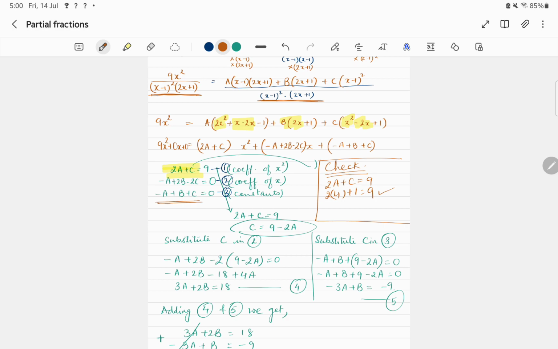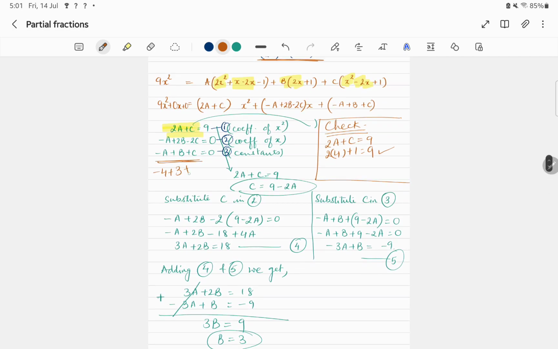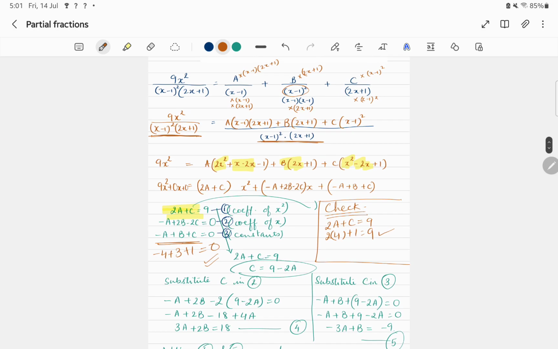You can check one of the others as well if you want. Minus 4 plus b, which is 3, plus c, which is 1, is equal to 0, and yes, it is equal to 0. So that is a way of checking your answer. If you want, you can put the values straight into the main question and see if you get the same answer for the equations.